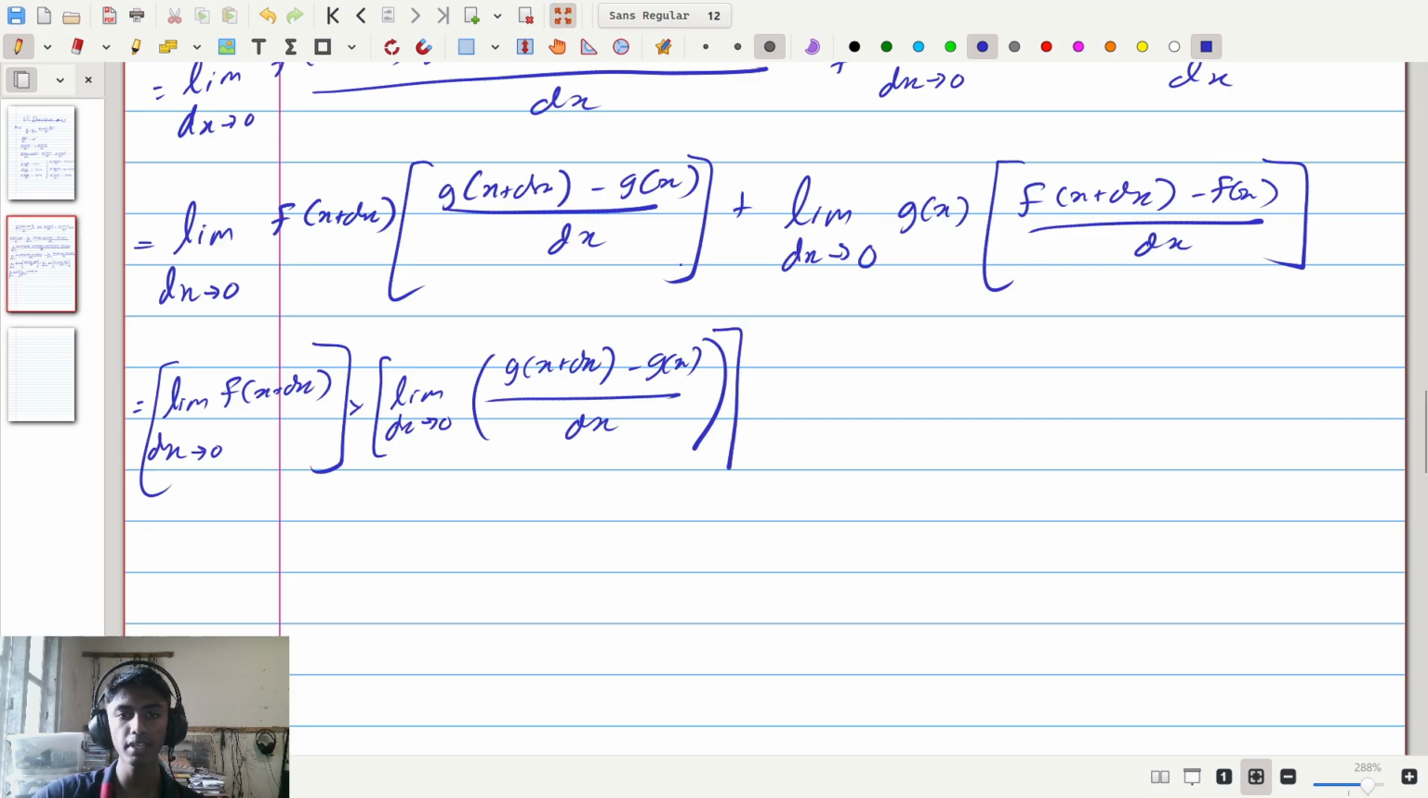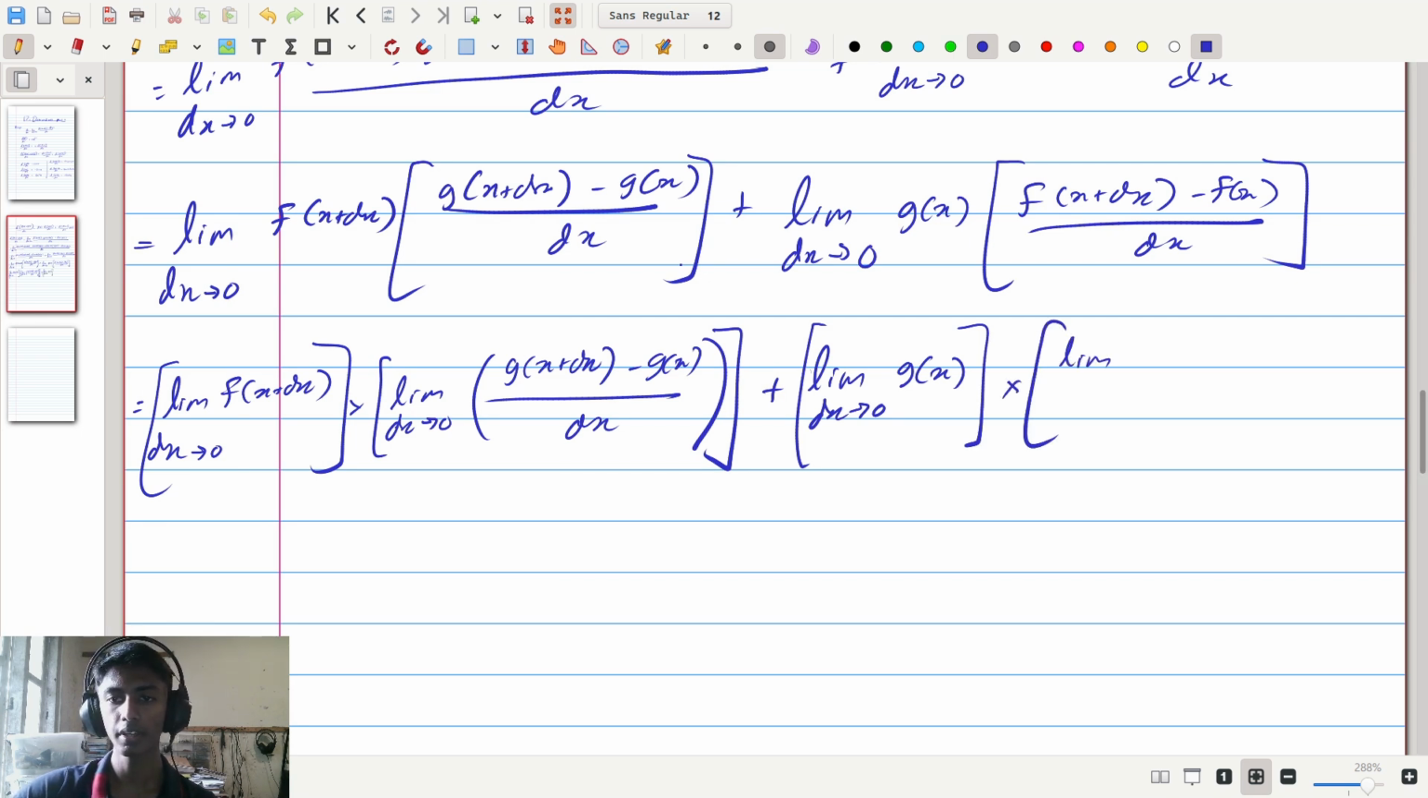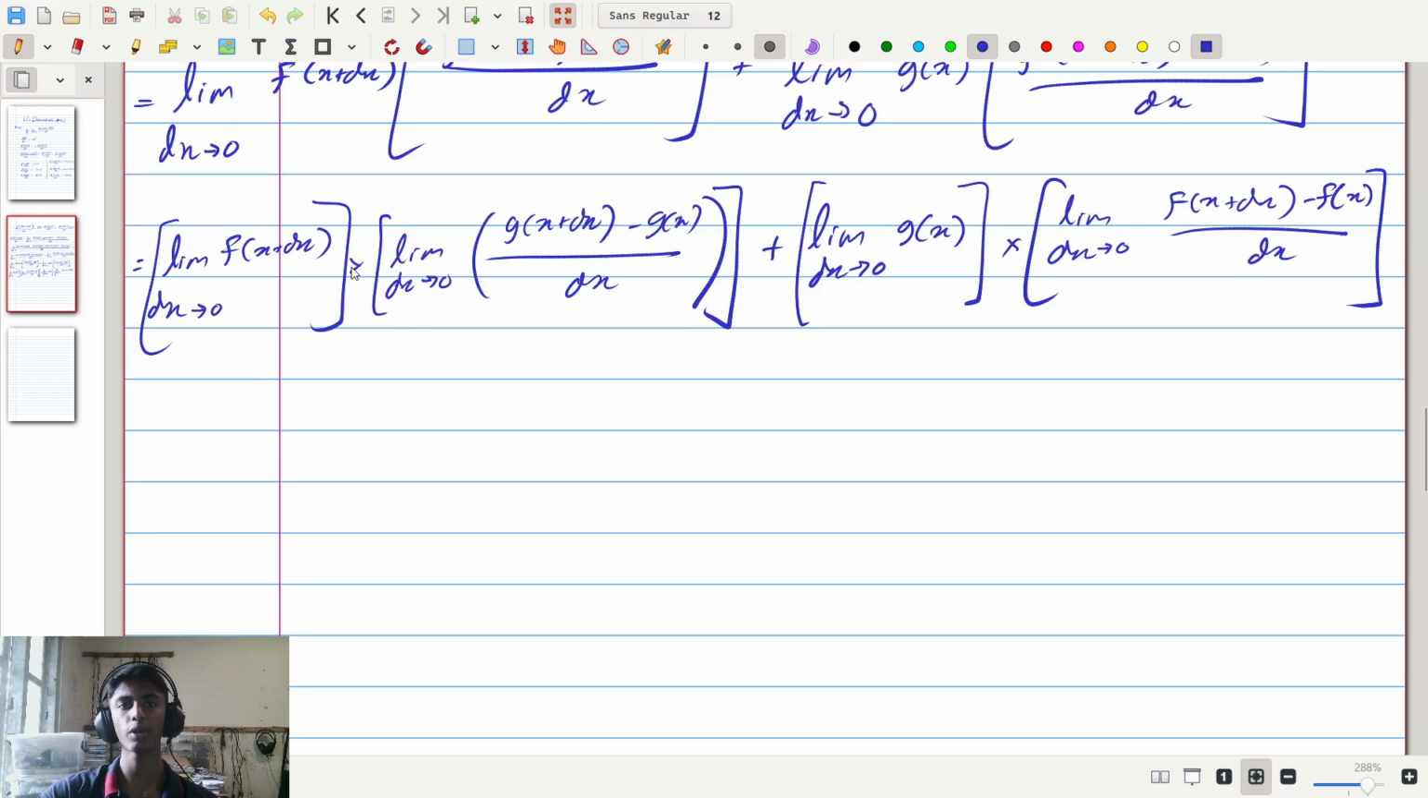and then this whole thing needs to be added to the second thing, which once again we're going to break into two limits. We're going to take this g of x out and we're going to take this thing separately. So this is equal to the limit as dx approaches 0 of g of x multiplied by the second part, which is the limit as dx approaches 0 of f of x plus dx minus f of x, all divided by dx. So now finally we're going to take our final answer in this line here.